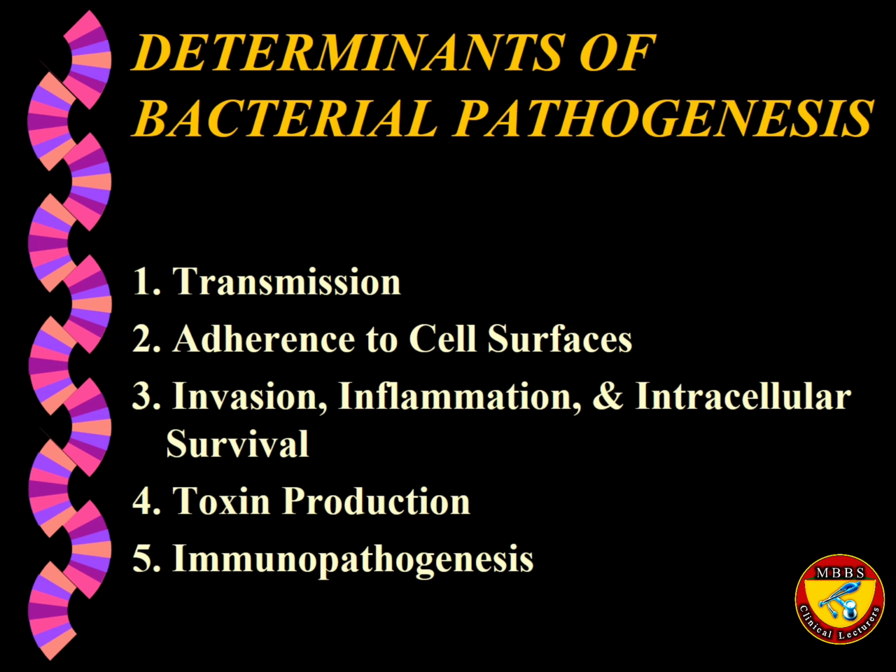Okay, class. Hopefully, we'll start my audio here and will not have any problems. The determinants of bacterial pathogenesis are being discussed, which starts from transmission of the infective organism. It adheres to the cell surfaces and then invades, causes inflammation, and in certain species, there is intracellular survival of that bacteria. Then the other factors which are important in pathogenesis are toxin production and immunopathogenesis, but that will be discussed in the next class, which is coming on Thursday.